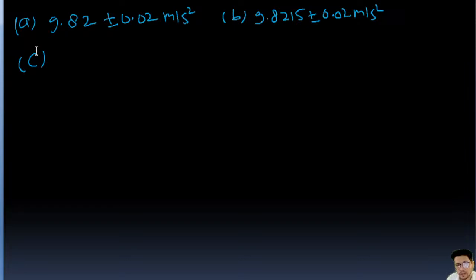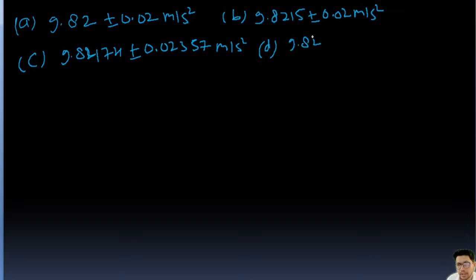Option C is 9.82174 plus minus 0.02357 meter per second square, and option D is 9.82 plus minus 0.0235 meter per second square. Okay, very good question.